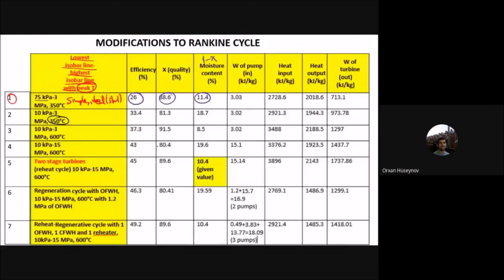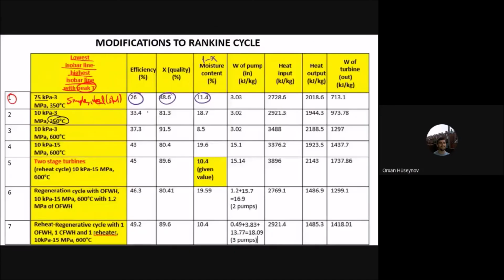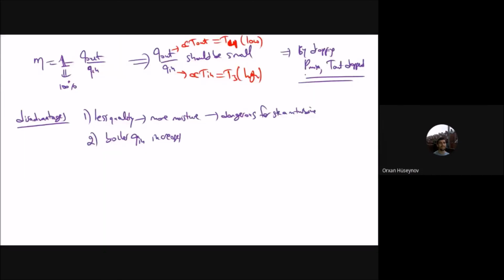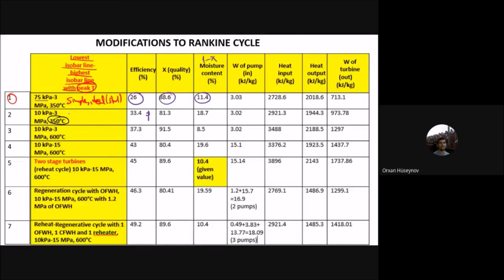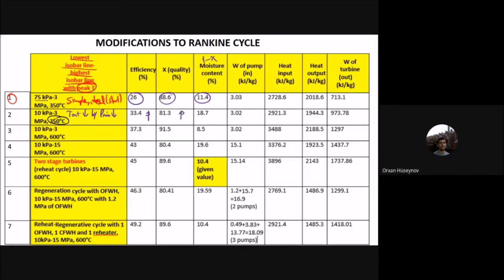Now let's see the chart if it is consistent. The first thing is that the efficiency increases. Yes, it is good. Efficiency increases because you have dropped the T out. Okay, let me write it. T out drops because P minimum drops. But the quality, you can see that quality has increased. Sorry, this is not good. Therefore, moisture content increased.